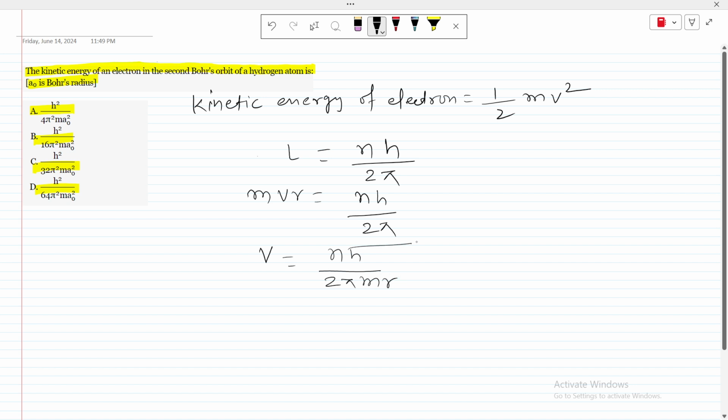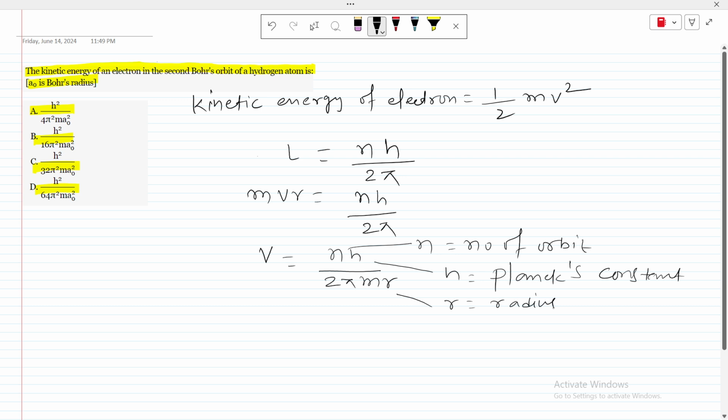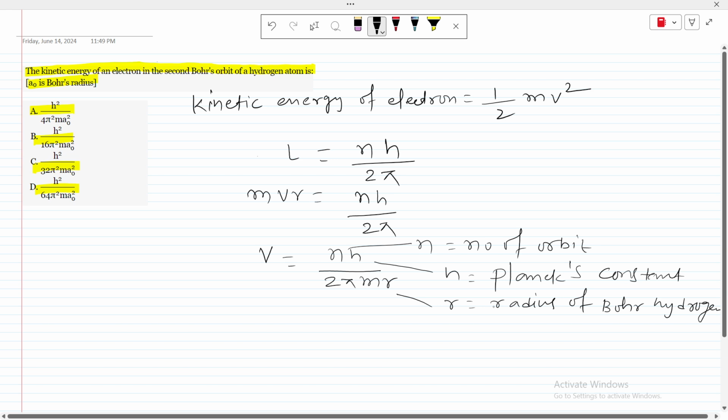where n is the number of orbit, h is the Planck's constant, and r is the radius of the Bohr hydrogen atom in any orbit.